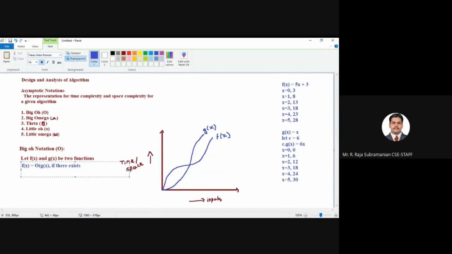exists some constant c, what is that c? This particular c is equal to 6. Some constant c that is greater than 0, and some k value. The k value is another constant, that is greater than or equal to 0, such that f of n is less than or equal to c into g of n for all n greater than or equal to k.